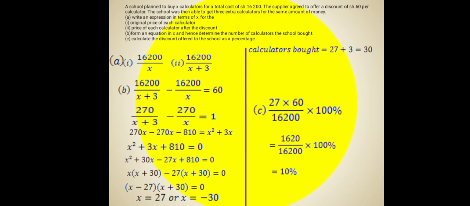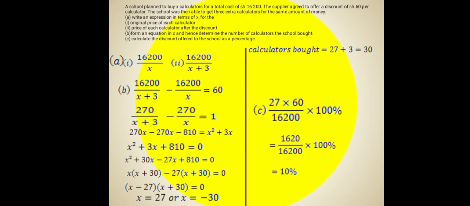So that's the equation. Now solving the equation, we get that the original calculators to be bought were 27. Add 3 because the school bought 3 more after a discount. So 27 plus 3 is 30. So the number of calculators bought by the school is 30.